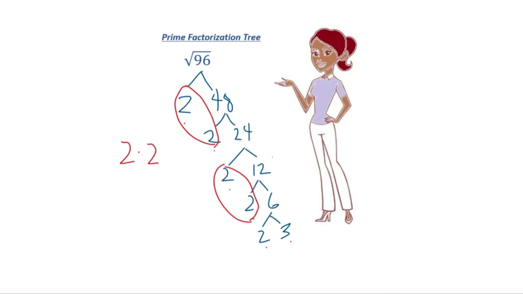And then what would remain in the radical is what is left over. So 2 times 3 is 6. So simplifying the square root of 96 would yield 4, because we multiply those 2 times 2 together, square root 6. So this would be our answer.